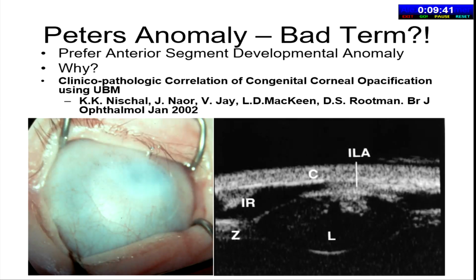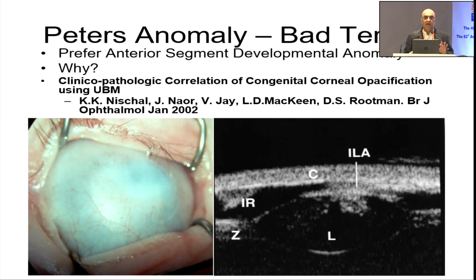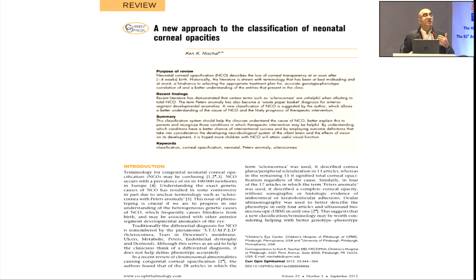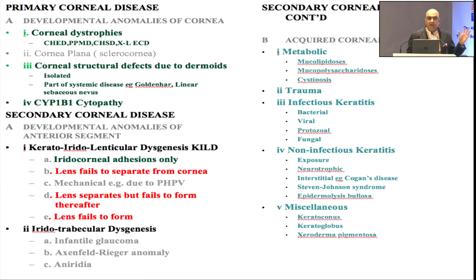So Peters anomaly, I've been saying this for a long time, actually about 26 years. It's a bad term. This is a picture of a child who was thought to have sclerocornea. When you do the UBM, the lens is attached to the cornea. That's supposed to be Peters anomaly type 2. So which is it, sclerocornea or Peters anomaly? As a result of that work that started when I was a fellow, I came up with a new classification, and the classification is this.